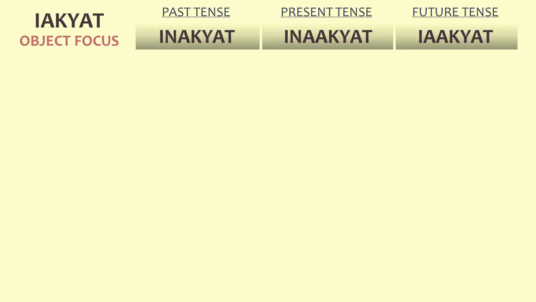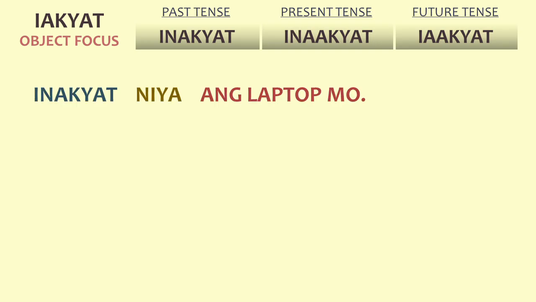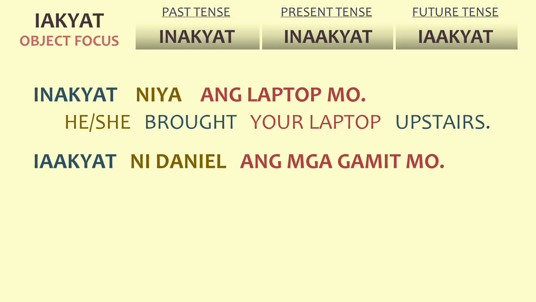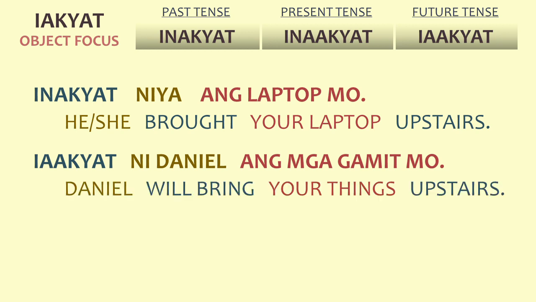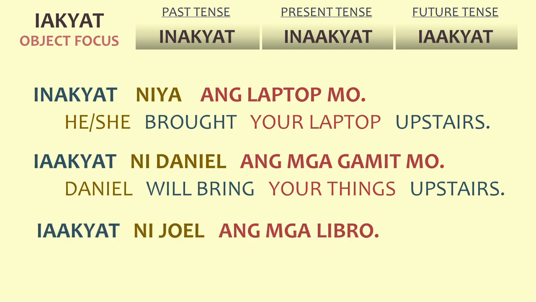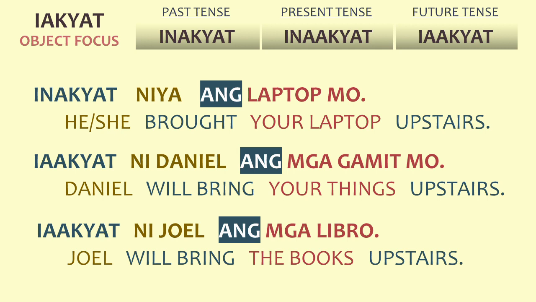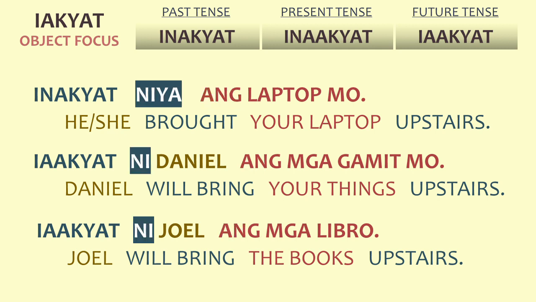Okay, now let us use the verb iakyat. Inakyat niya ang laptop mo. He or she brought your laptop upstairs. Iaakyat ni Daniel ang mga gamit mo. Daniel will bring your things upstairs. Iaakyat ni Joel ang mga libro. Joel will bring the books upstairs. So again, iakyat is an object-focused verb, so we are using subject markers for the receivers of action, while for the doers of action, we are using non-subject markers or non-subject pronouns if you're using pronouns.